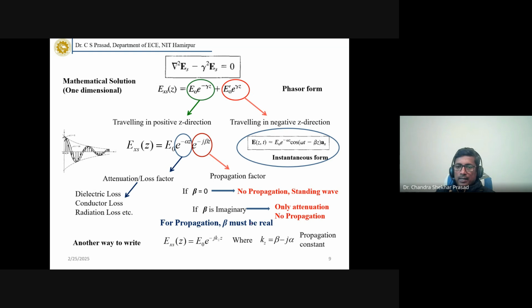We can write this in some other forms, the same combination. We can write this as E naught e to the power minus j kz z, where kz is the combination of alpha and j beta. So this is beta minus j alpha. This is basically a propagation constant in another form. So just remember this. This is important for our leaky wave antenna design.